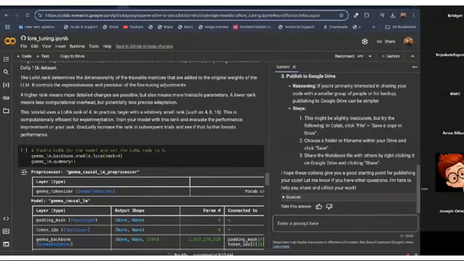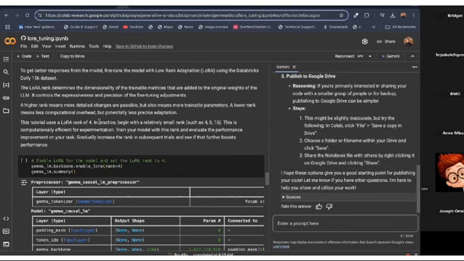Okay, so the LoRa dataset, the LoRa low-rank adaptation: the rank determines the dimensionality of the trainable matrices that are added to the original weights of the LLM. A higher rank means more detailed changes are possible, but also means more trainable parameters. A lower rank means less computational overhead, but potentially less precise adaptation.